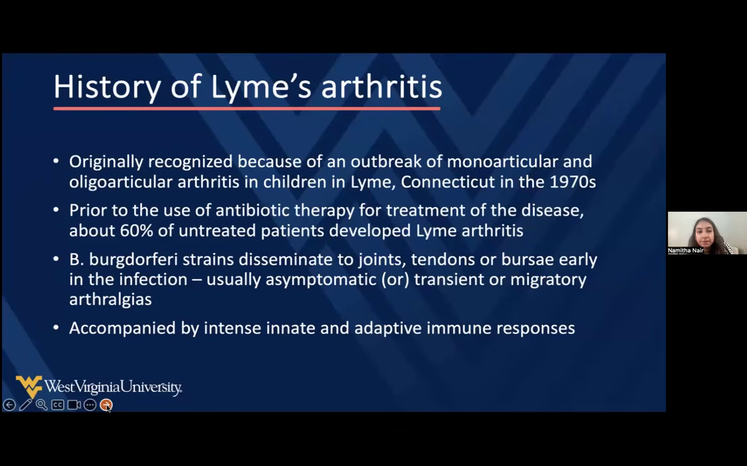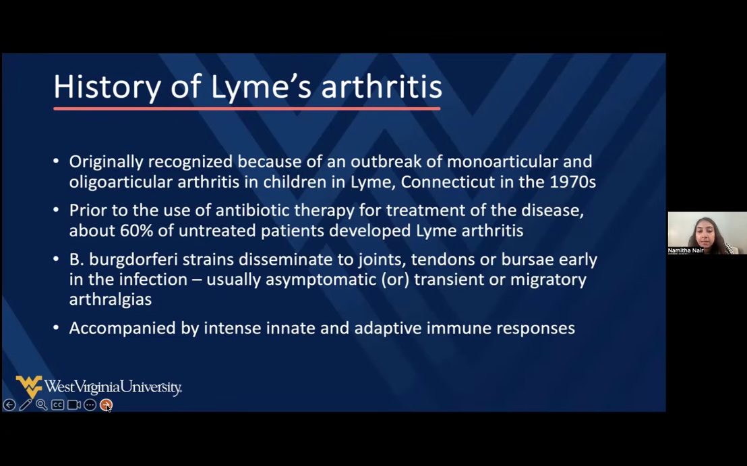So the history of Lyme arthritis: originally it was recognized because there was an outbreak of monoarticular and oligoarticular arthritis in children in a place called Lyme in Connecticut in the 1970s. That's how the name Lyme arthritis came about. Prior to the use of antibiotic therapy, about 60% of untreated patients did develop Lyme arthritis. Basically, the spirochete strains disseminate to the joints, tendons, or bursae earlier on in the infection.